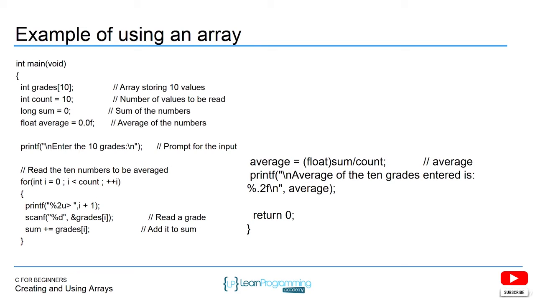Now let's go through an example of using an array. Here's an example of using an array that is going to read in 10 numbers, and then give me the average of those 10 numbers. As we're reading them in, we're going to calculate the sum, then we're going to display the average. So at this point, I want to take this example and put it in Code::Blocks and run through it and show you how it works.